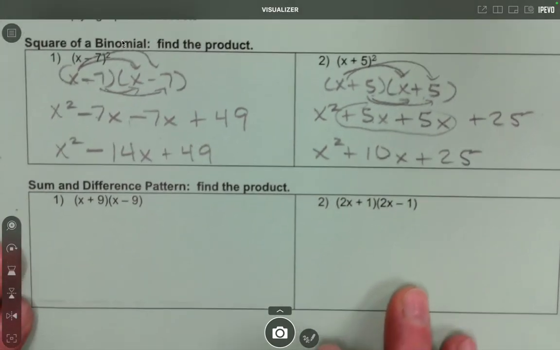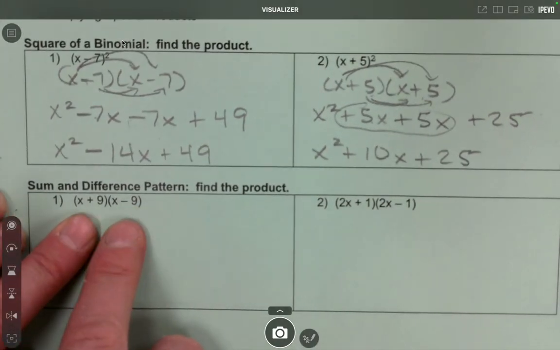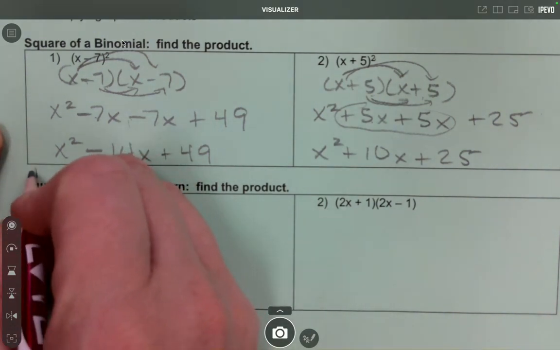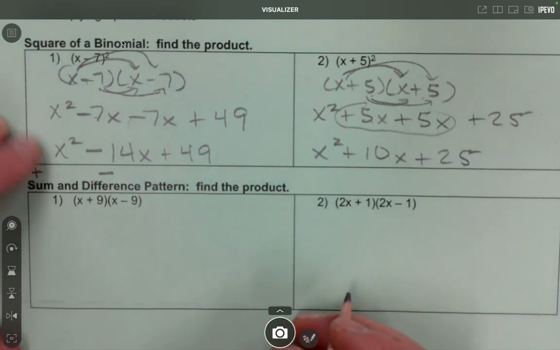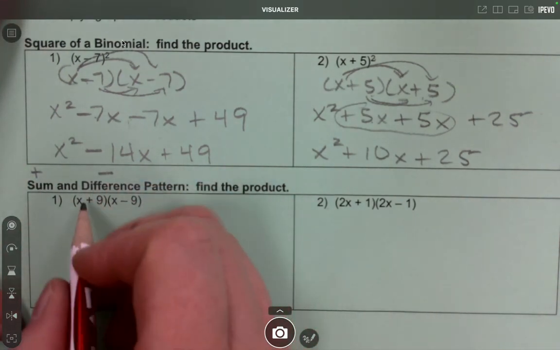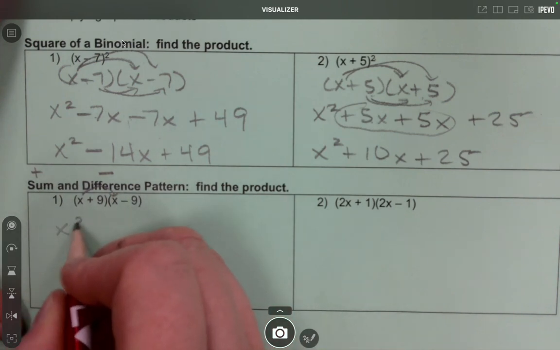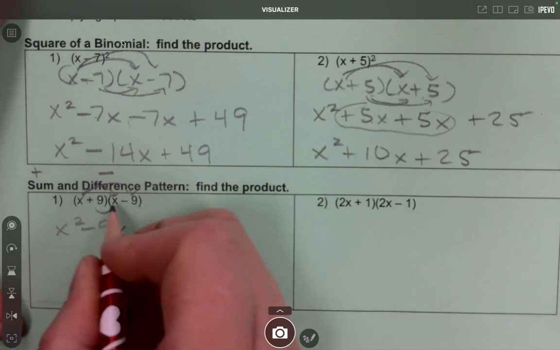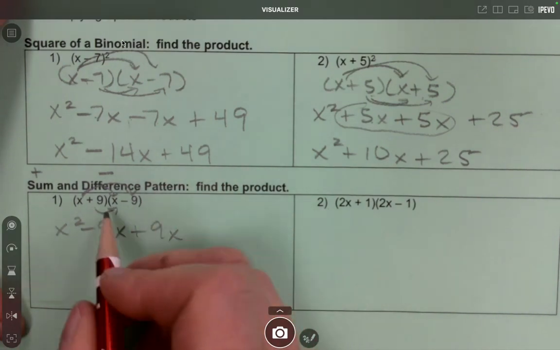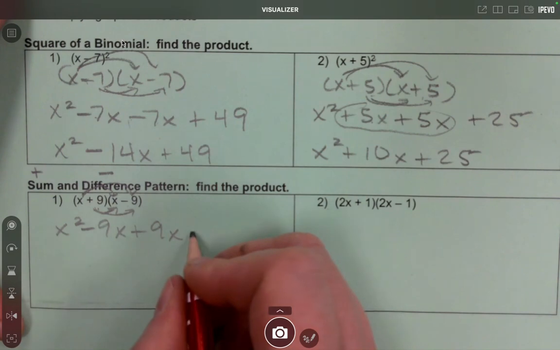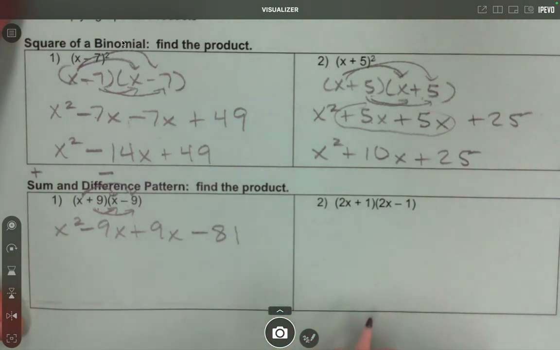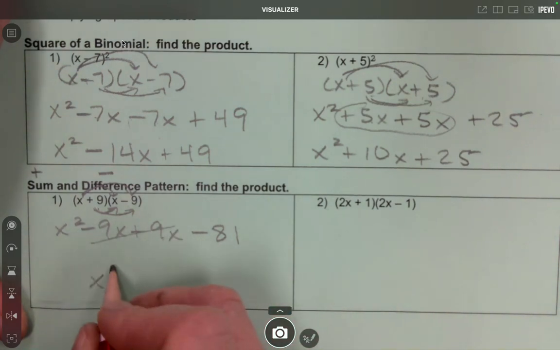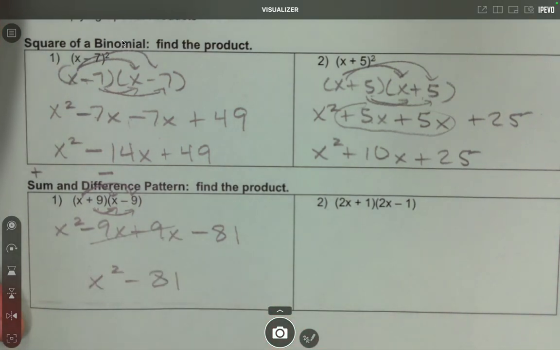Okay, so the last two are called sum and difference pattern, and that's because my binomials are almost the same, but one is a plus, so sum means plus, and one is a difference, that's minus. So let's see how this pattern ends up working out. So x times x is an x squared. X times a minus 9 is minus 9x. Positive 9 times x is plus 9x. And then 9 and negative 9 is a minus 81. And what I notice on this one is if I have a minus 9x plus 9x, those are going to zero out. So I'm just left with x squared minus 81.